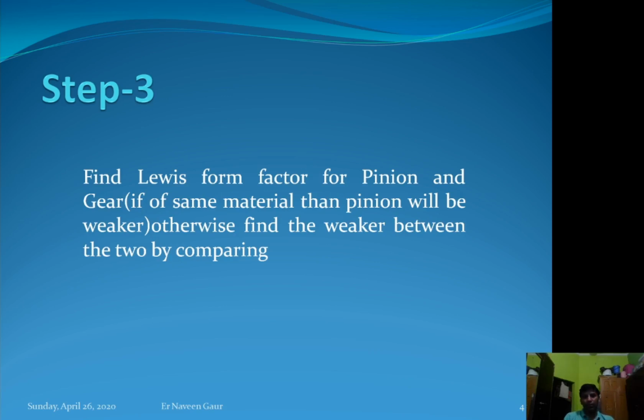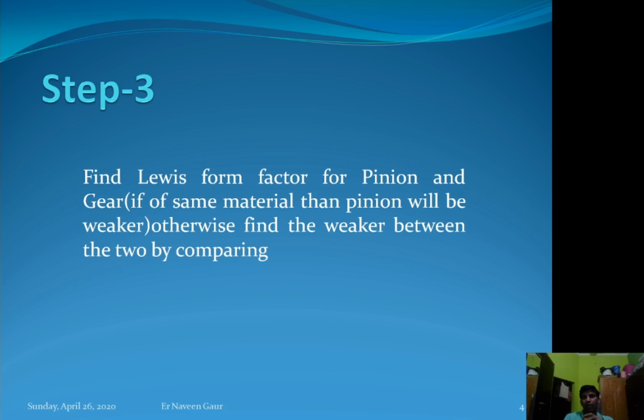Okay, so after finding the value of the Lewis form factor for pinion and gear, if the gear and pinion are made of the same material, say both are made of steel, then we don't need to find the weaker member between the pinion and gear. The smaller gear is the weaker section. The pinion is smaller in size as compared to the gear. So if the pinion and gear are made of the same material, then always the pinion is the weaker member.